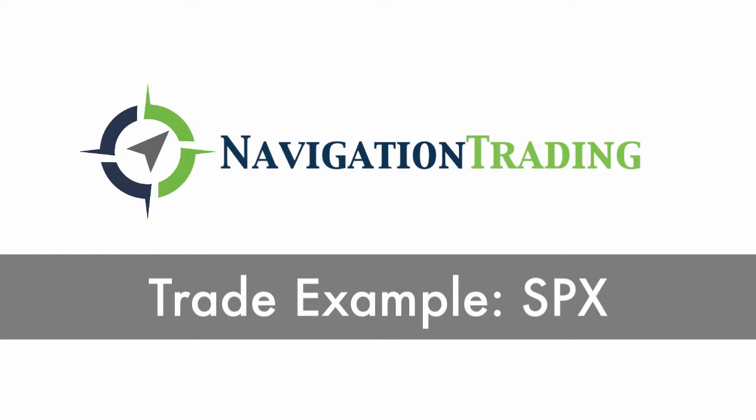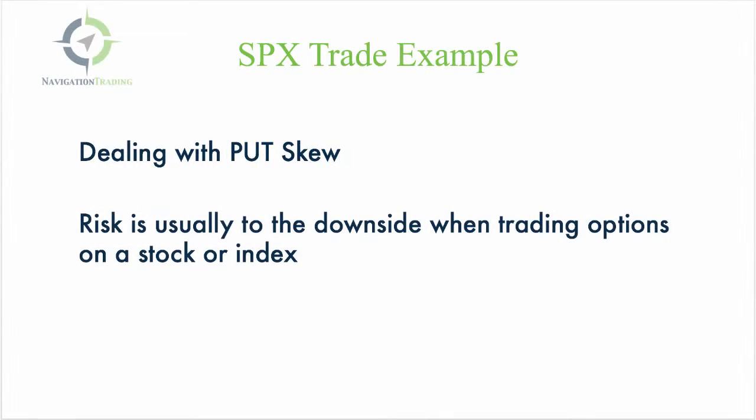Okay, we are back. In this section, we are going to talk about another trade example. We've gone over placing a trade in several different vehicles. We've looked at stocks, indexes, ETFs, and now we're going to look at the SPX. The SPX is the S&P 500 index. It's a very large, high-priced underlying.